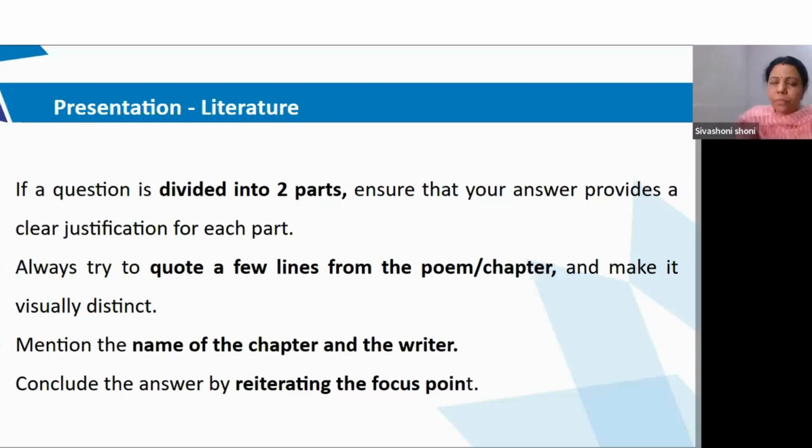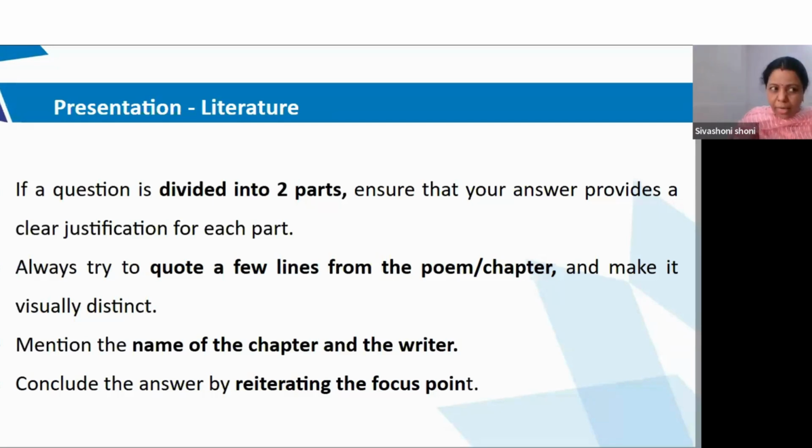Please follow that. Another added benefit to your answer is to memorize a few lines from a poem or a chapter, and use them wherever relevant in your answer. When you use them, use double quotes and write them visually distinct. When I say visually distinct, I mean writing them in two separate lines dedicated only to these quotes, which are relevant to your question. That is really an added benefit to your answer. Try this, children. Now going to the next one.